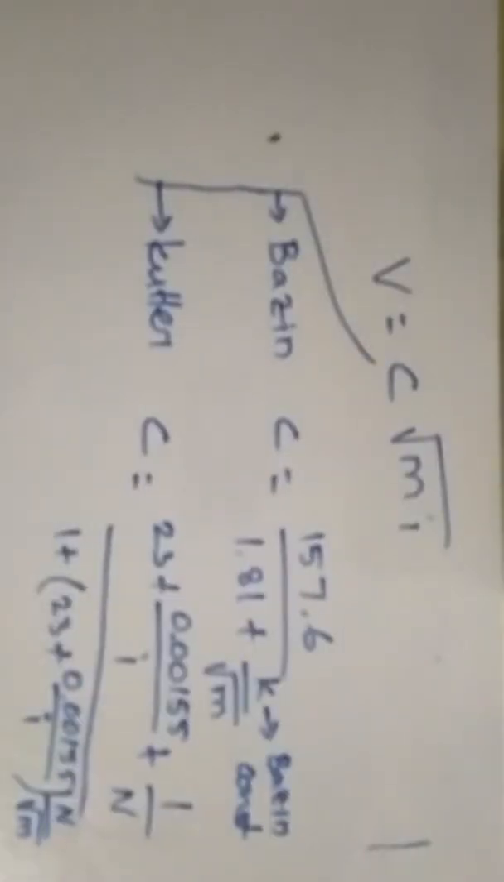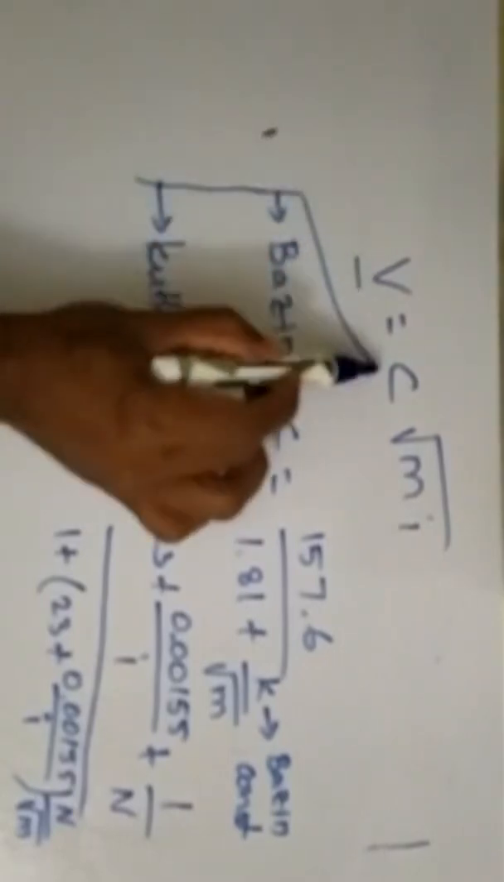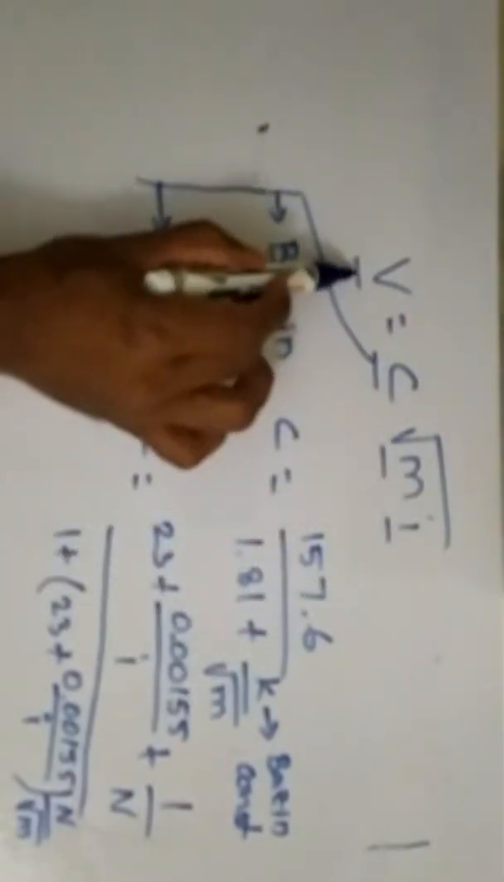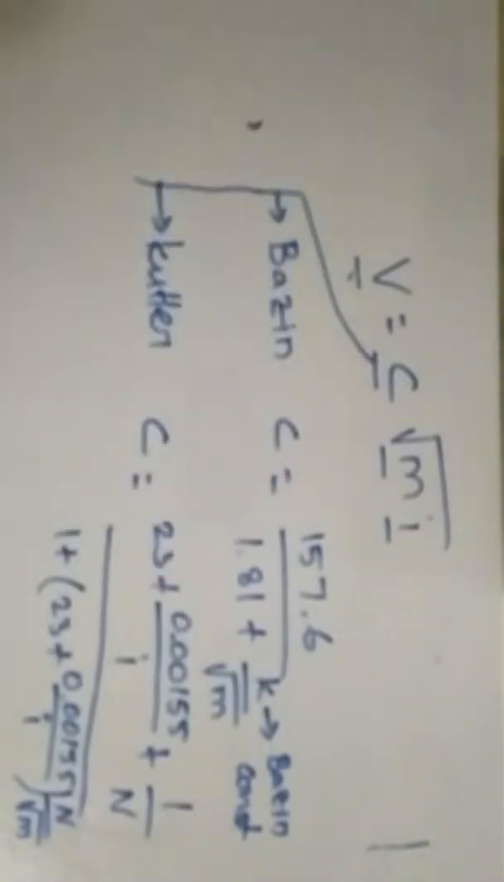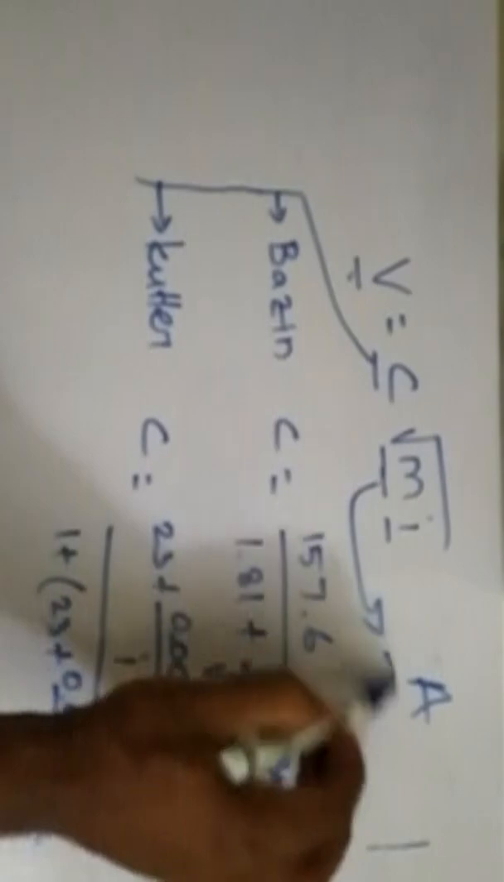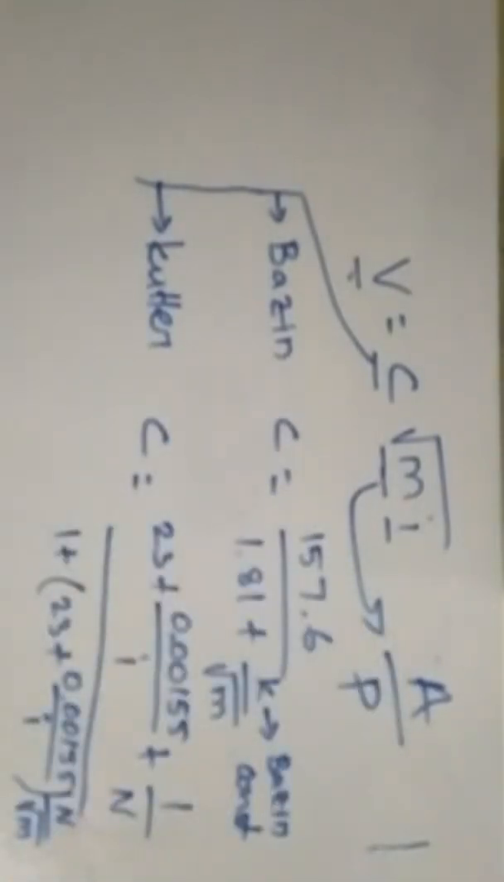If I take Chezy's formula, V is equal to C times root M I. Here V is velocity, C is Chezy's constant, M is hydraulic radius or hydraulic mean depth, which is equal to area divided by wetted perimeter, and I is bed slope. For calculating Chezy's constant C, if the C value is given in the problem, I can directly substitute it. If C value is not given, then I can calculate it either using Bazin's formula or Kutter's formula.